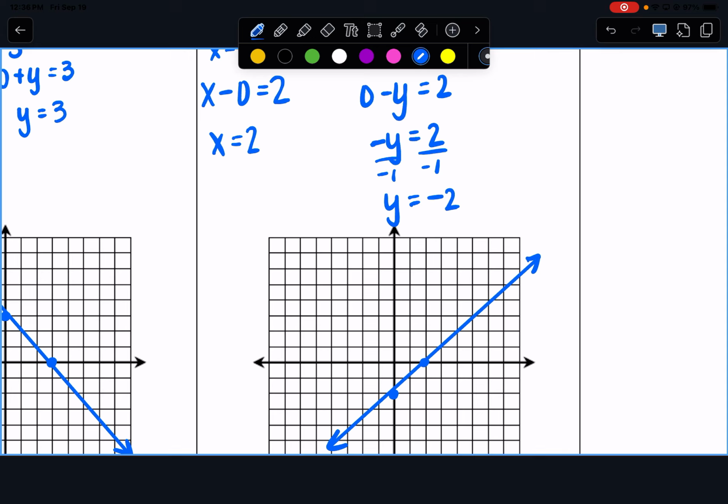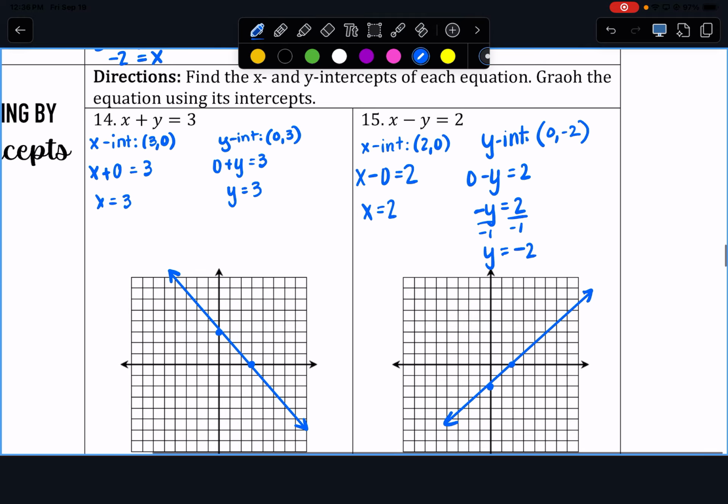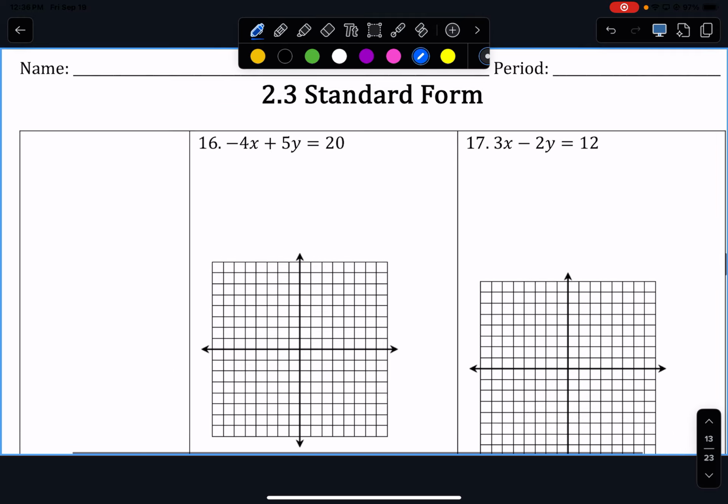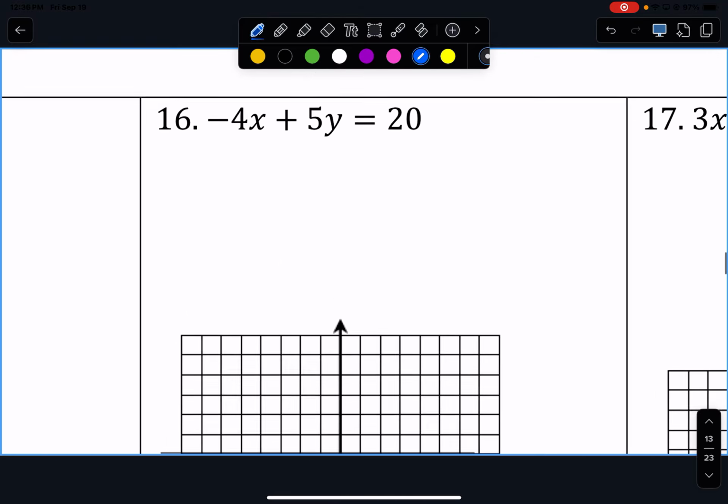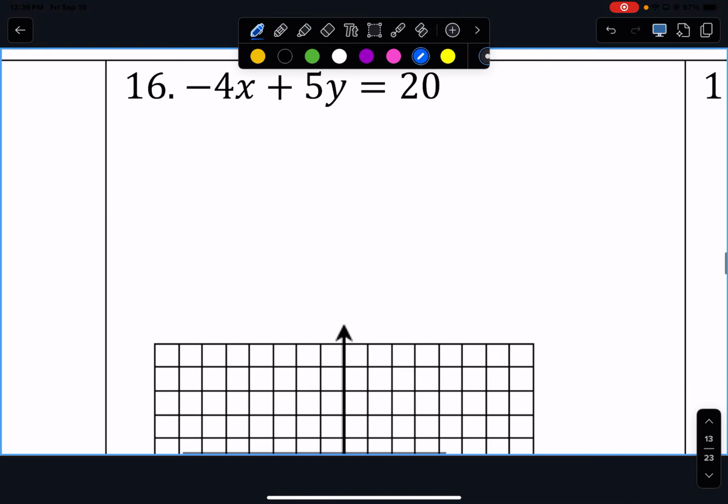And we are going to do the evens on the back. We're going to start with number 16. So to find the x-intercept, I'm going to take y and set it equal to 0. So I get -4x plus 5 times 0 equals 20.